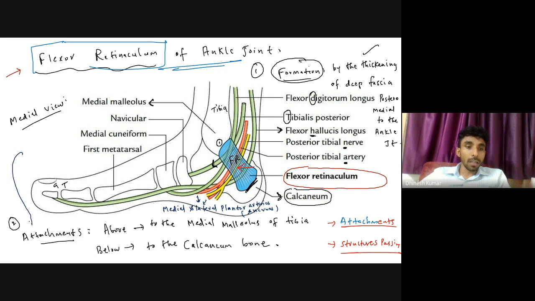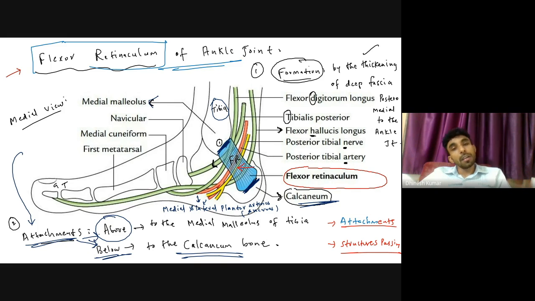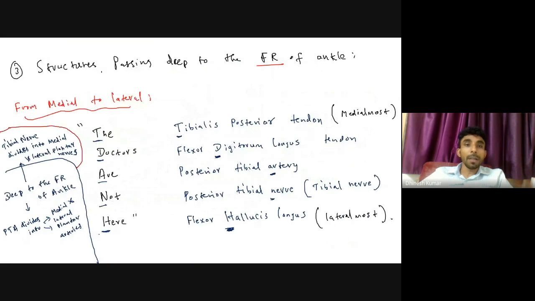As you see here, the superior attachment of the flexor retinaculum is what? Medial malleolus of tibia bone. The inferior attachment of the flexor retinaculum is to the calcaneum bone. So I hope you are clear about the attachments of flexor retinaculum. Now coming to the other subquestion, structures passing deep to the flexor retinaculum of ankle joint.